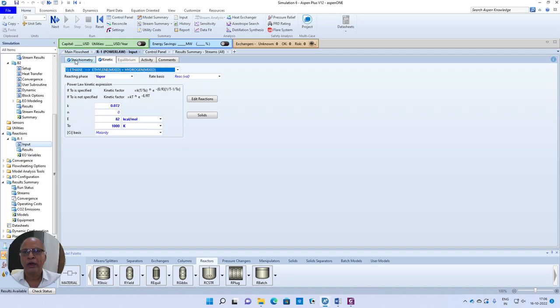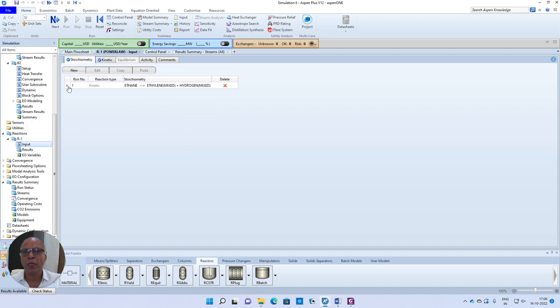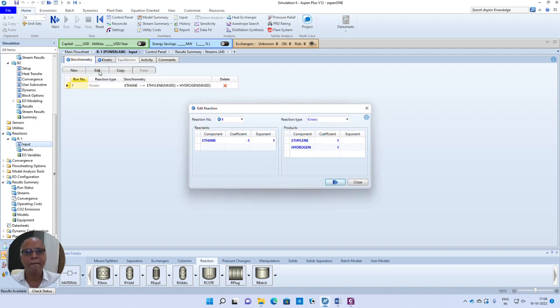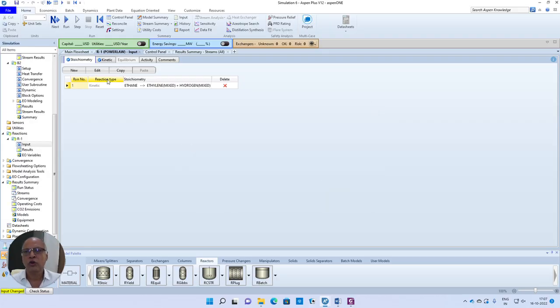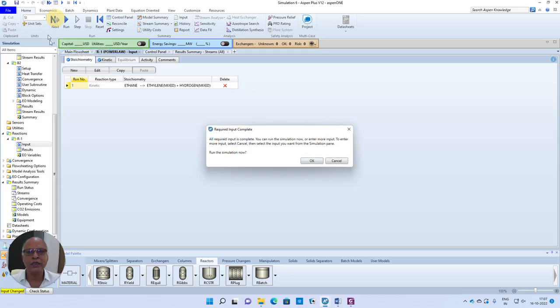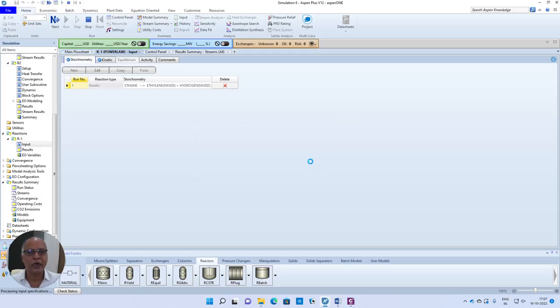Now let me change the kinetic information slightly. Originally it is a first order reaction. I would like to check what will happen, keeping everything else constant, if I increase the order to 2. So do you expect the conversion to increase or decrease when the order is increased from 1 to 2? You can clearly see, or probably analyze.